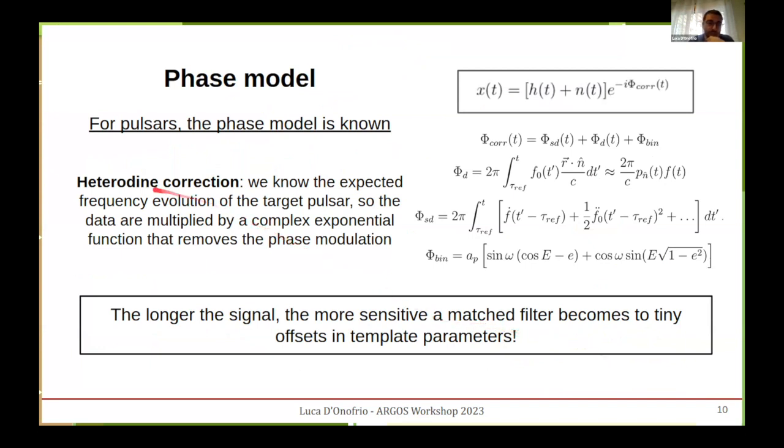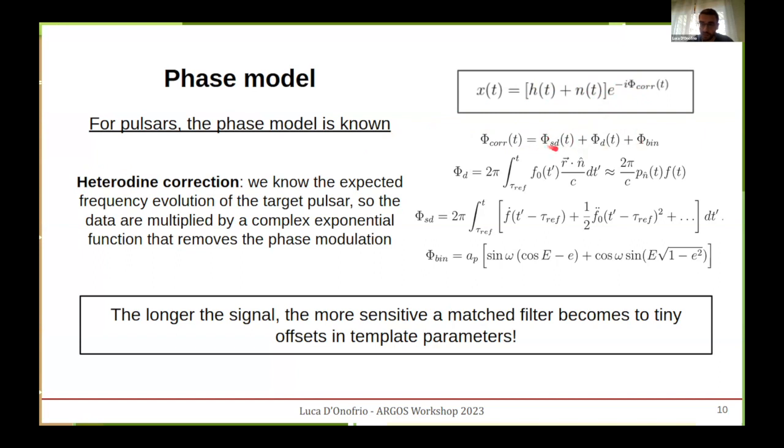One of the ways that you can demodulate the signal, so you can correct for the Doppler effect and for the spin down, is the use of the heterodyne correction. In this correction, you multiply the output of the detector, which here is indicated as an expected signal plus some noise, by this exponential factor. And in this phase, you reconstruct the modulation of the Doppler effect and the spin down. Indeed, this is the sum of 3 terms.